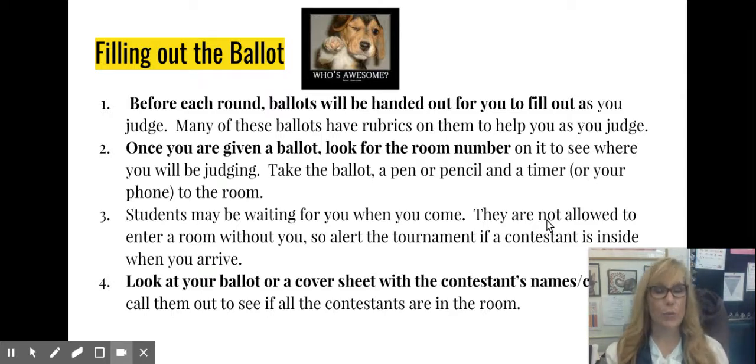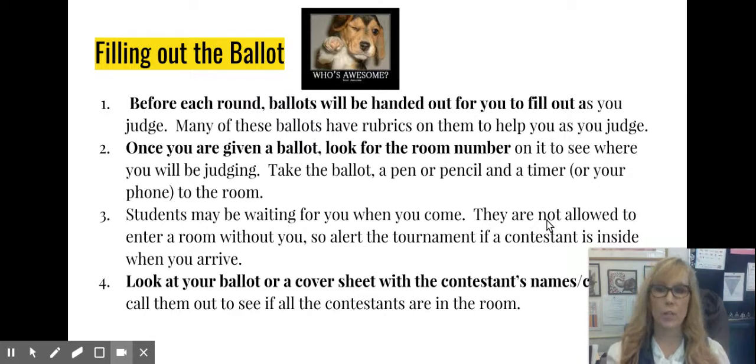Once you're given a ballot, you're going to look for the room number to see where you'll be judging. You're going to take the ballot, which is actually a group of ballots all stapled together, a pen or a pencil, and a timer or your phone that has a timer on it, to the room. Now, students will probably be waiting for you when you come. They're not allowed to enter a room without you, so please alert the tournament if they are already in the room, as this is a major rule violation. Our contestants aren't allowed to go inside without a judge, just so that we can keep our rooms secure.